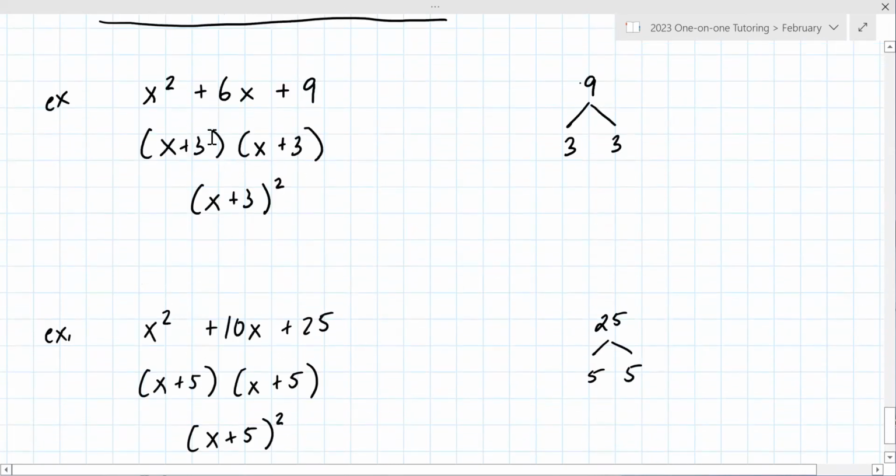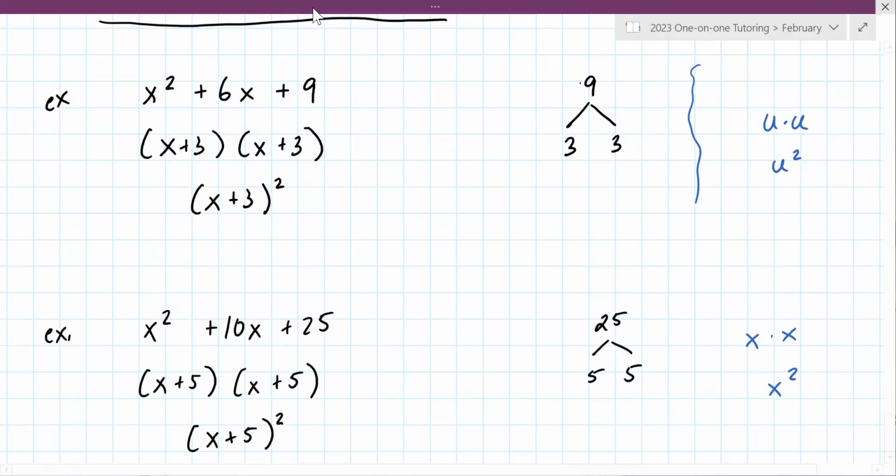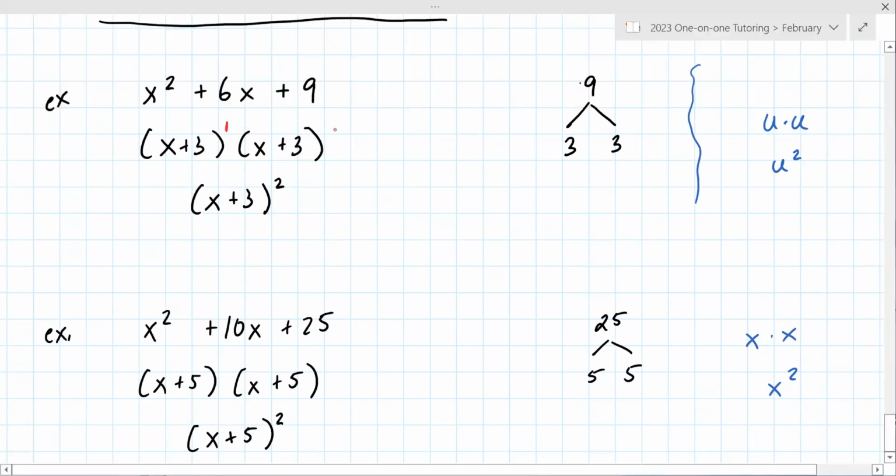So our answer is x plus 3 times x plus 3, but then it's x plus 3 squared. It's analogous to, let's say, u times u, that's u squared, or x times x, that becomes x squared. Since the bases are the same, there's really an exponent of 1 and 1, and that's what leads to the 2. 1 plus 1 equals 2. Same thing down here. The bases are the same, so when you multiply, you add the exponents. 1 plus 1 is 2.